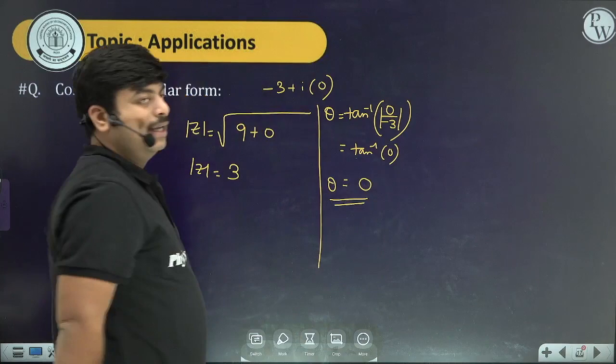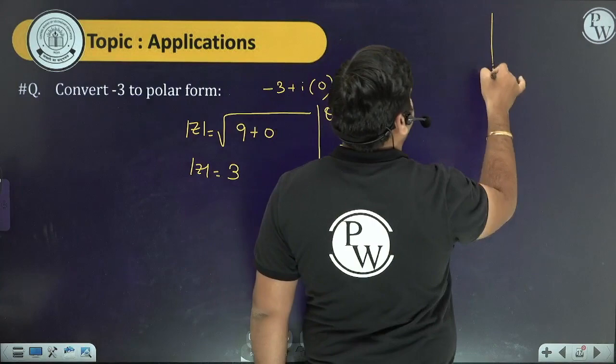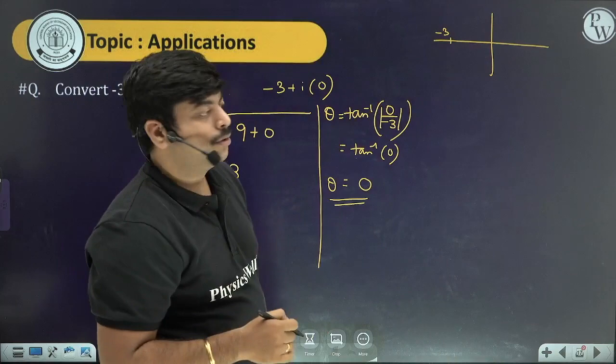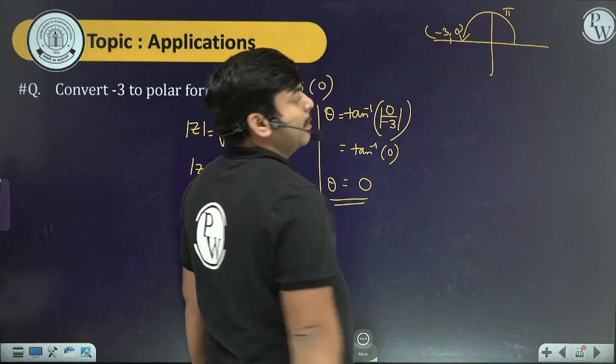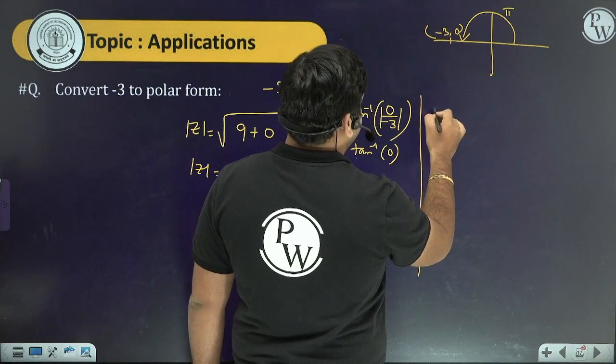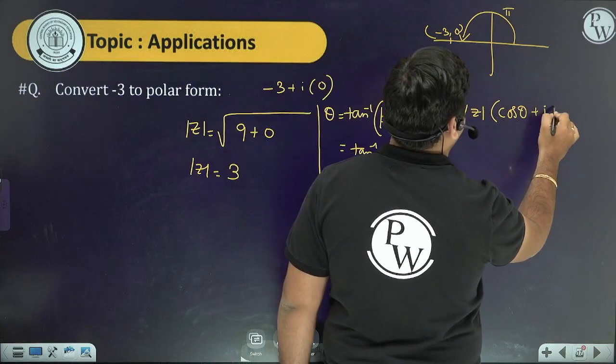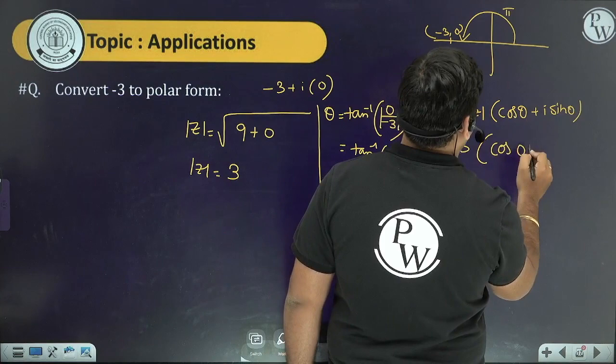But where is that point? In which quadrant? Minus 3 will be here, minus 3 comma 0. So the angle that you can consider is pi, because theta will be 0. So z is equal to mod z into cos theta plus i sine theta. So that will give you mod z as 3 into cos 0. It's not cos 0, it should be cos pi.